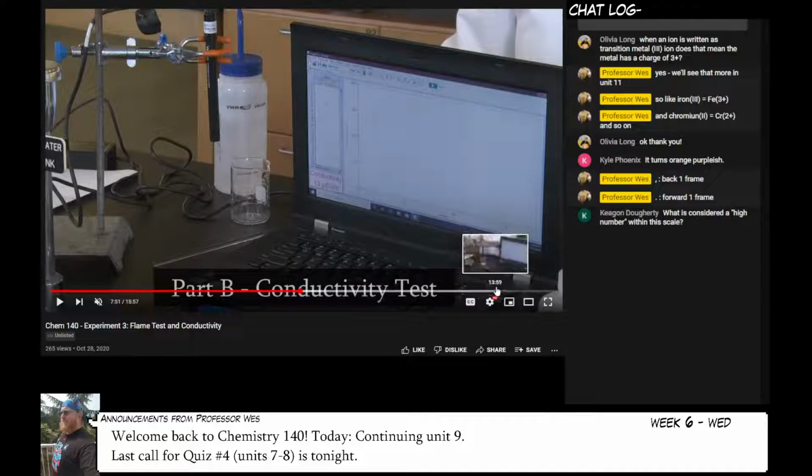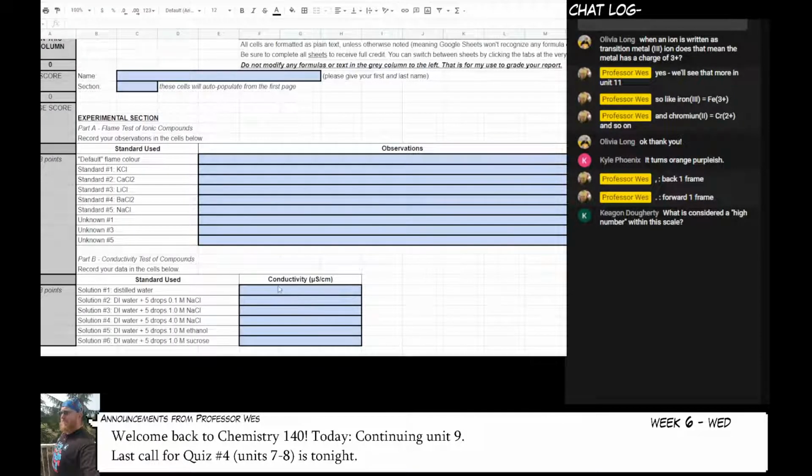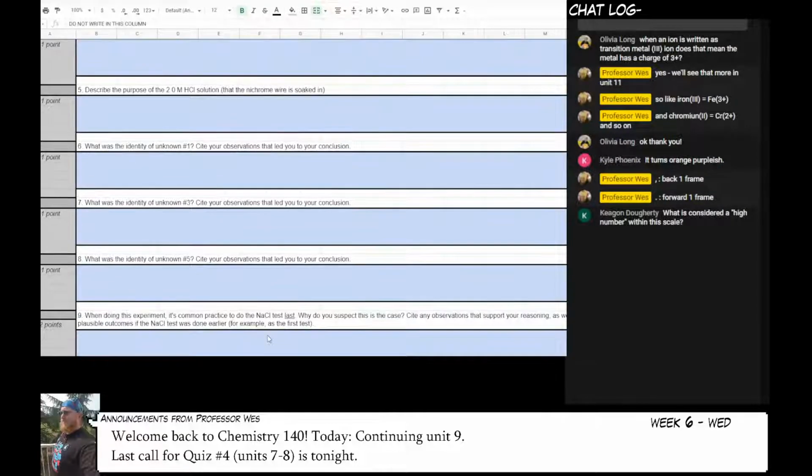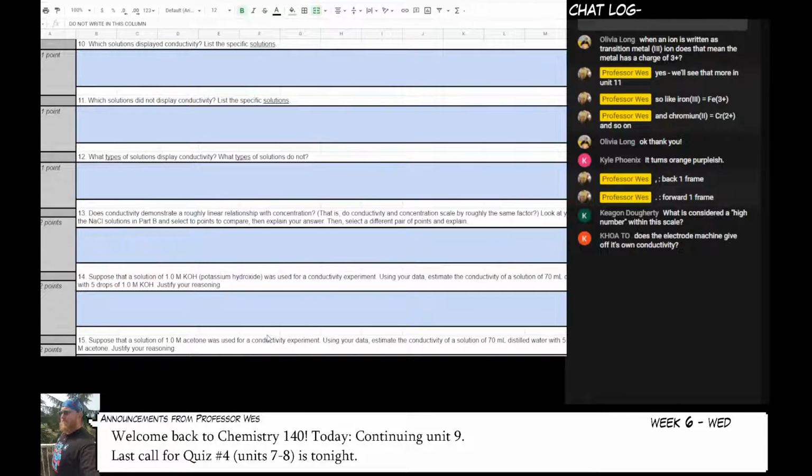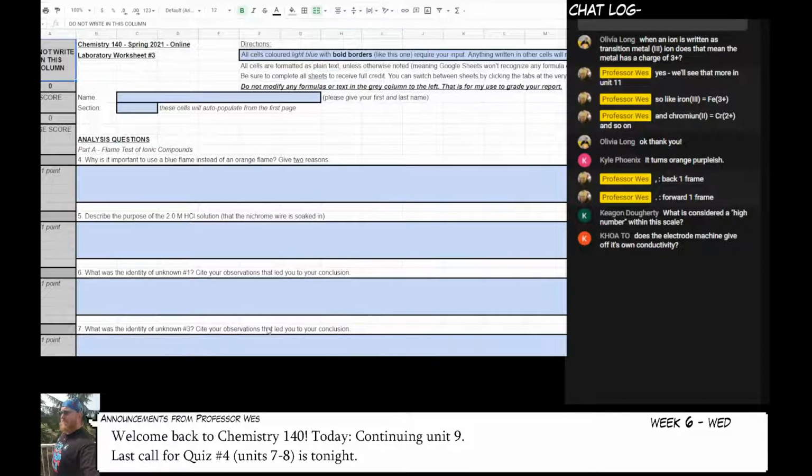You'll just watch Samita go through the experiments. You'll record the numbers down into this table right here. And then I have a bunch of questions for you to answer afterward about them. Does the electrode machine give off its own conductivity? Not that we would measure. So 13 is just the background count for whatever water was used.